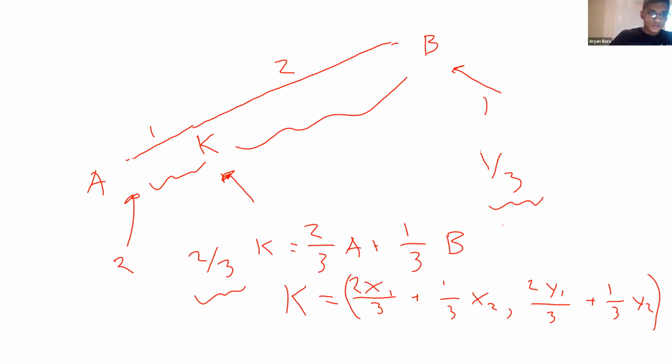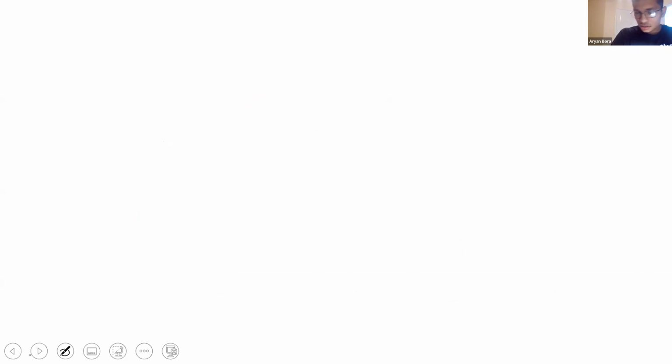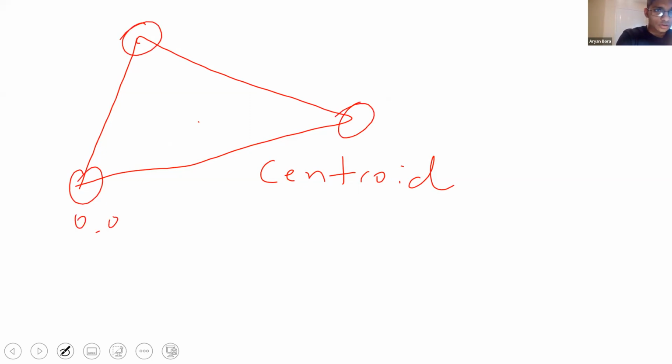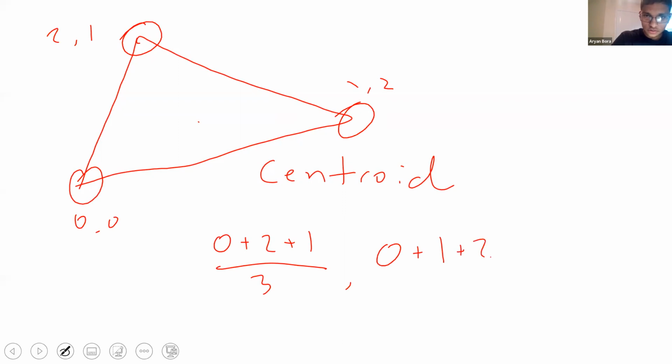Okay, awesome. So a nice application of this in 2 dimensions is the centroid of a triangle. It's basically just the center of mass of a triangle. And we can get that by, because it's the center of mass, just averaging all these 3 points. Let's say this was 0, 0, 2, 1, and 1, 2. Then we can say the centroid is located at the point 0 plus 2 plus 1 over 3, 0 plus 1 plus 2 over 3.